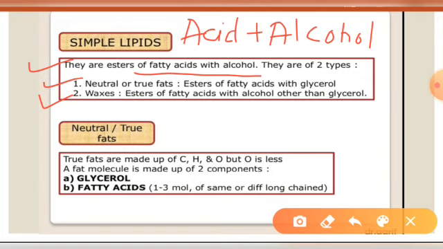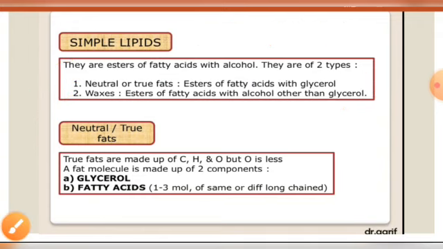Now what is the difference between true fats and waxes? True fats are esters of fatty acid with glycerol, whereas waxes are esters of fatty acid with alcohol other than glycerol. So if an ester is formed between fatty acid and glycerol, it is known as true fat, and if an ester is formed between fatty acid with alcohol other than glycerol, then it is known as wax.